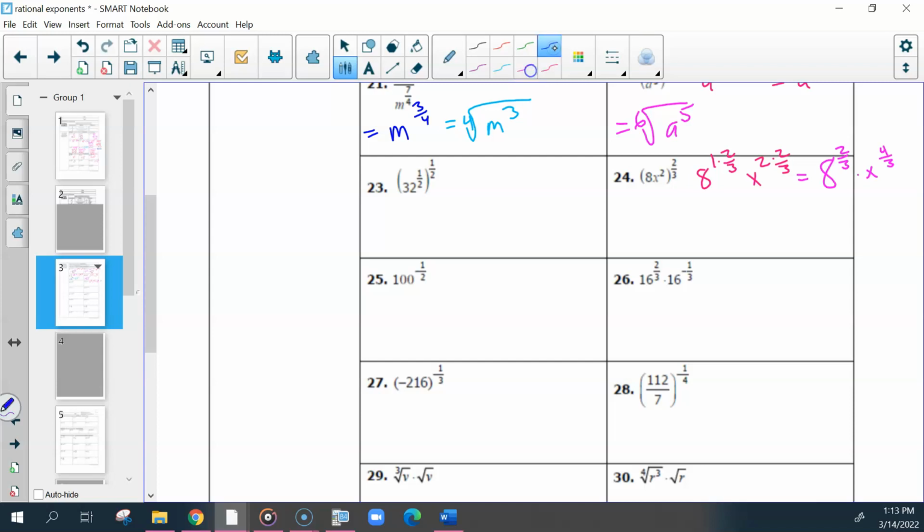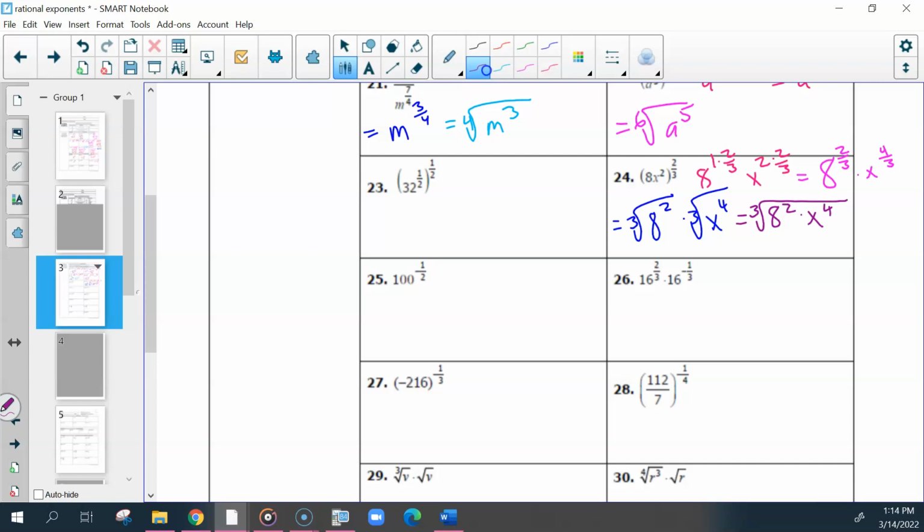Okay. Now, if we were to write these as radicals, this would be the cube root of 8 squared times x to the 4th. Let's do this. We'll write it separately, then we'll combine it. Times the cube root of x to the 4th. Now, because these are both the same type of index, I could write them both underneath the same. So 8 squared x to the 4th.